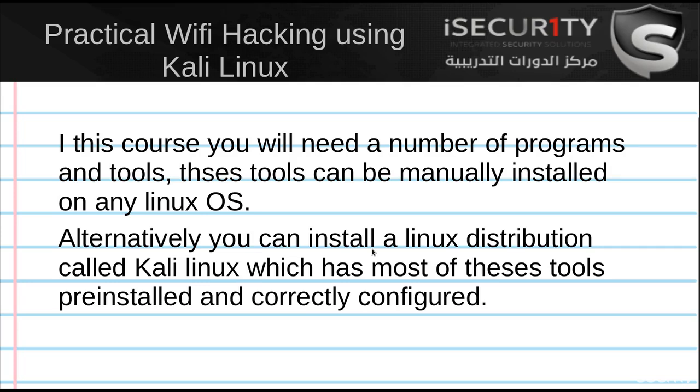Before we start learning about how we can test the security of networks, I would like to talk to you about the setup that we're gonna need to use in order to do this. So we're gonna need to use a number of tools and programs that run on Linux systems. You can install these tools manually if you want on any Linux operating system, or you can install a Linux distribution called Kali. Kali Linux is a distribution based on Debian, and it contains most of the tools that we're going to need to use. It also has all these tools pre-installed and correctly configured and ready to be used.